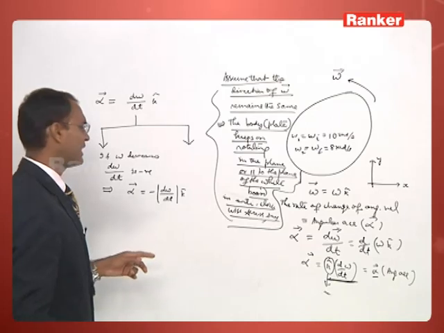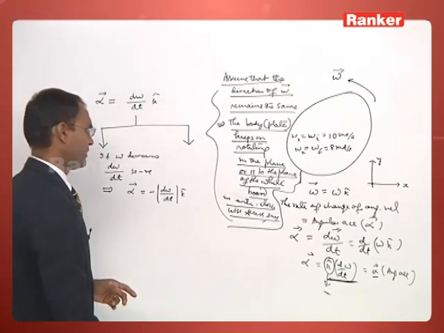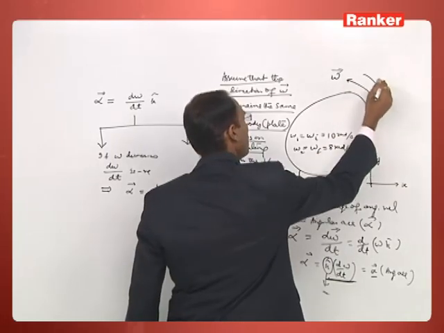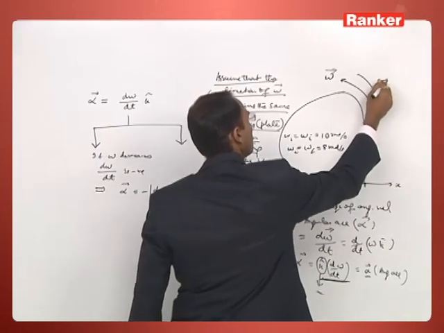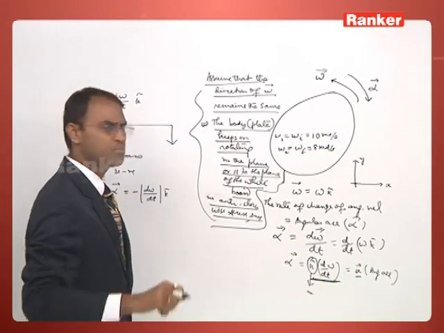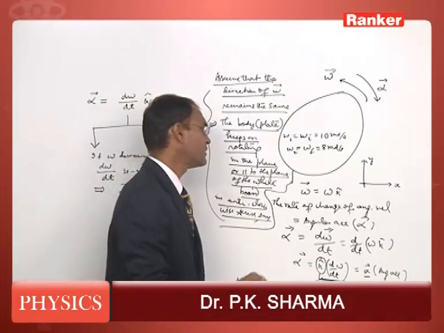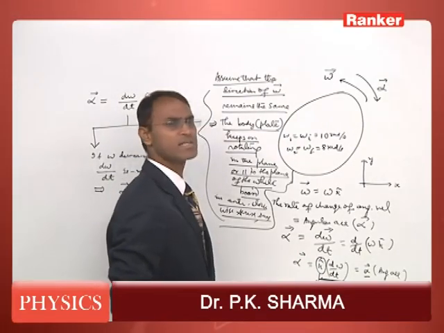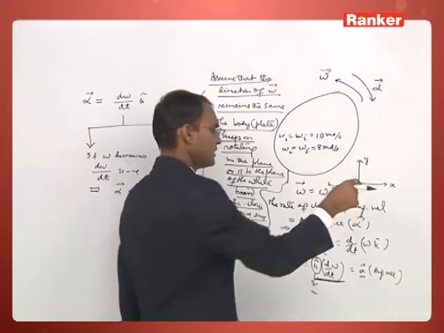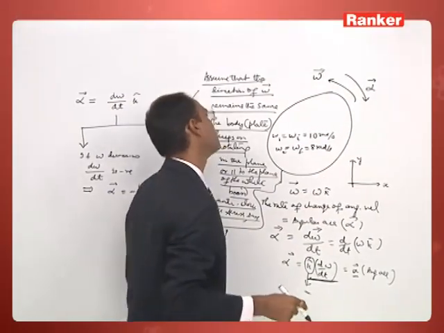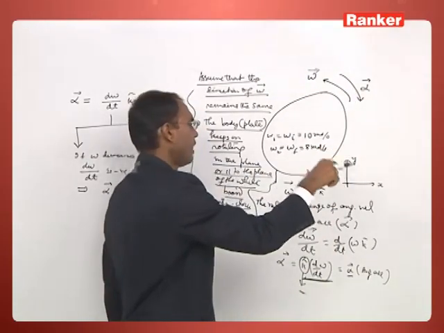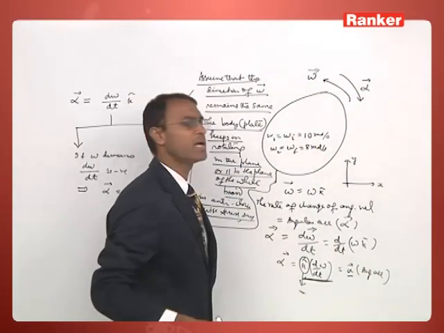Alpha points in negative z direction. Under this assumption, alpha, or the angular acceleration, must be directed in the opposite direction of omega. Omega is anticlockwise, or positive k cap. Alpha is clockwise, or directed in negative k cap, or negative z direction.